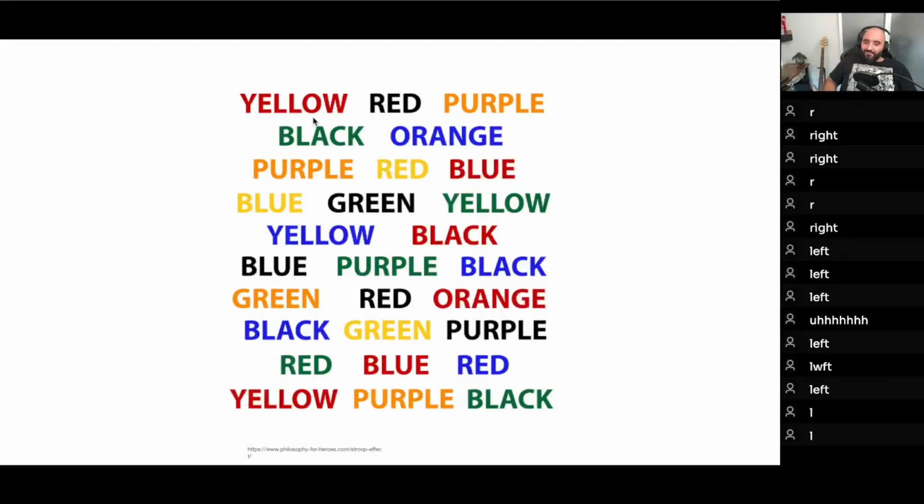Yellow, red, purple, black, orange, purple, red, blue, green, yellow. So when you read the text, it's easy. Now try to say out loud the color of the printed font.